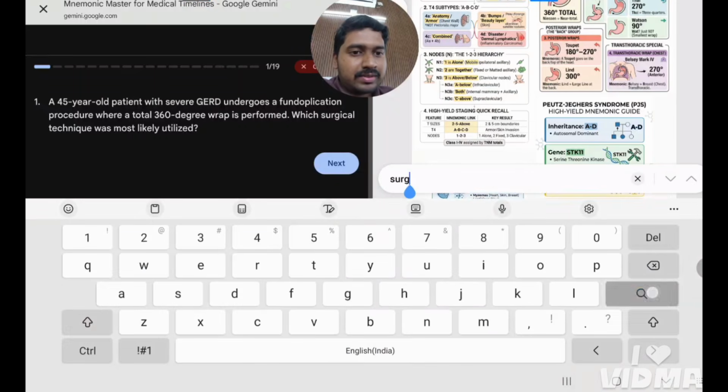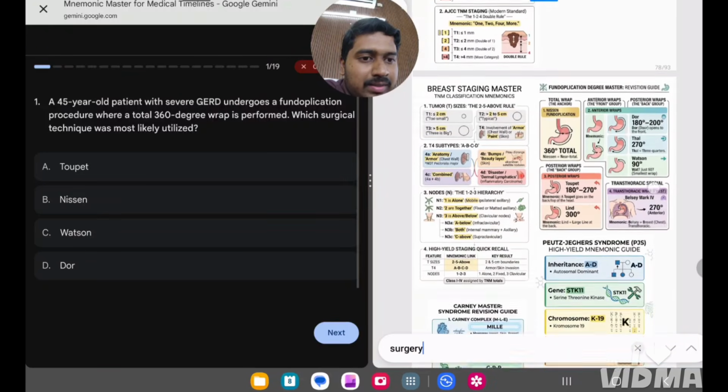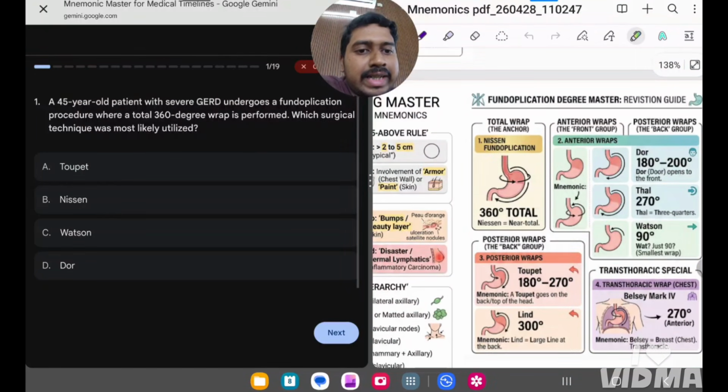Okay. So let's search for surgery mnemonics. Surgery. Okay, so here we have a mnemonic for this, a beautiful mnemonic. See over this. So fundoplication mnemonics. So near total, that is Nissen's, has 360-degree. Toupet goes on the top of the head like a cap. Okay, so it is only on the top, that is 180 to 270. It goes above 180. Lind is large line at the back. Okay, so it is over the greater curvature. So it is 360-degree.